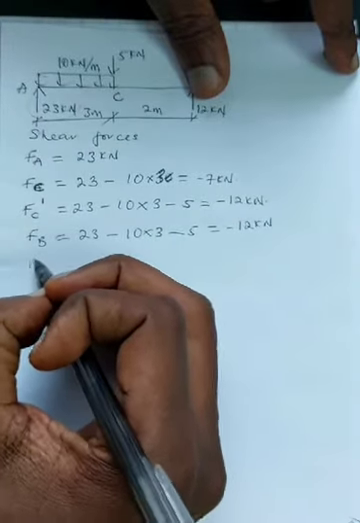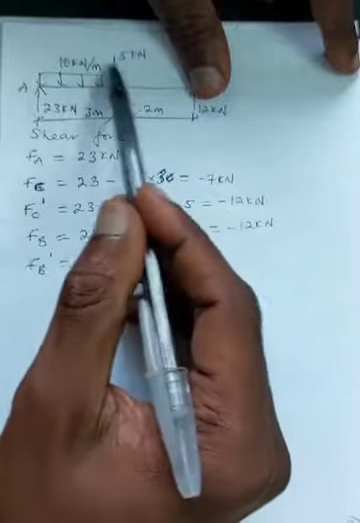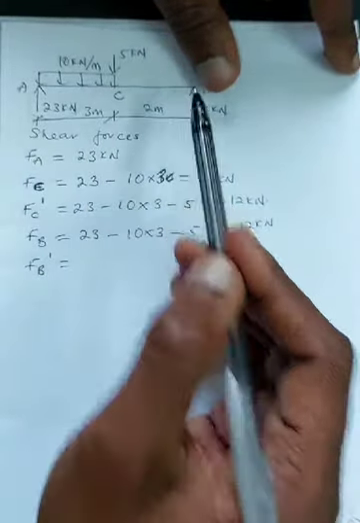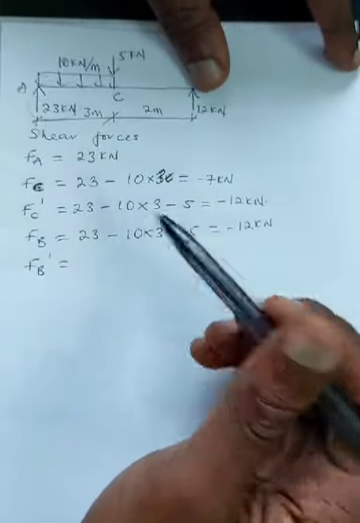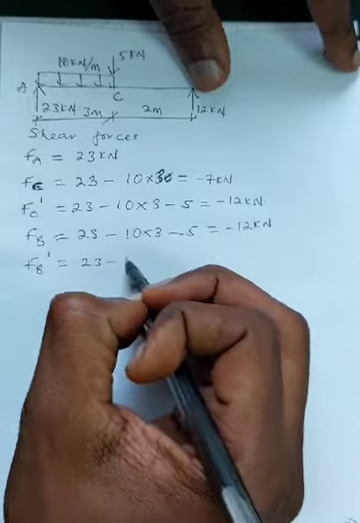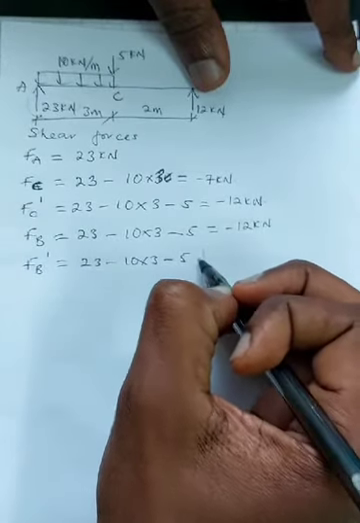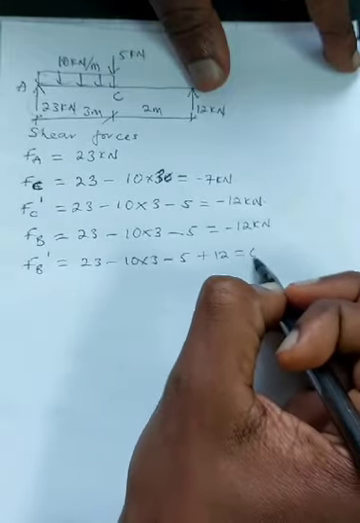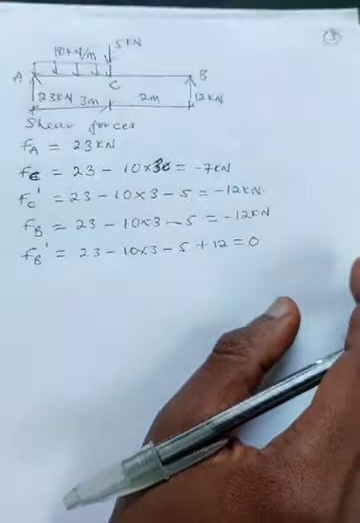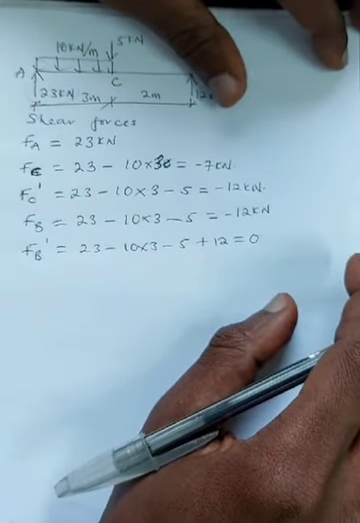Then the last force, FB prime, that is all forces to the left of B, and then the force at B included. So that one too, we're going to have 23 minus 10 times 3 minus 5 plus 12. So this would give us 0. So we have all the values of the shear forces.